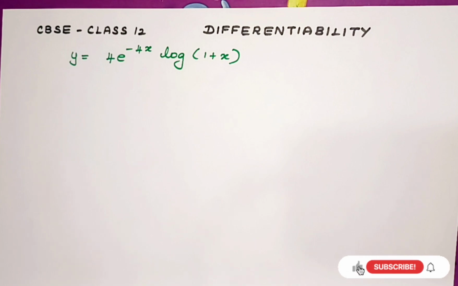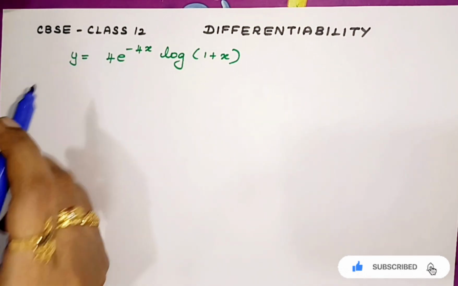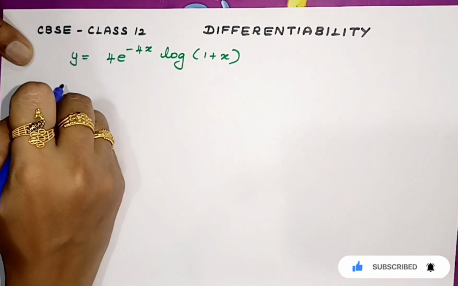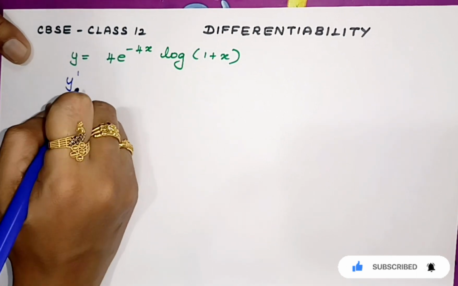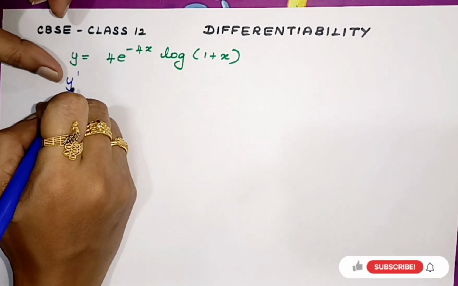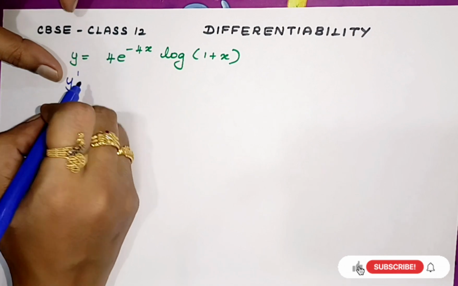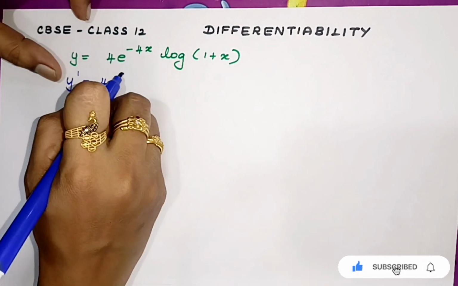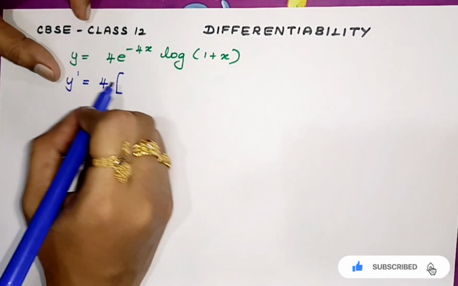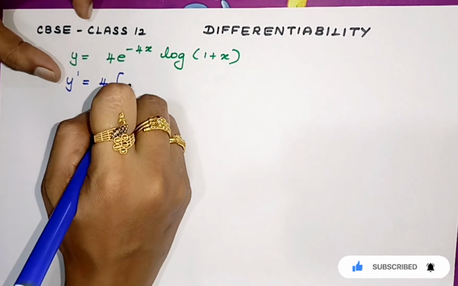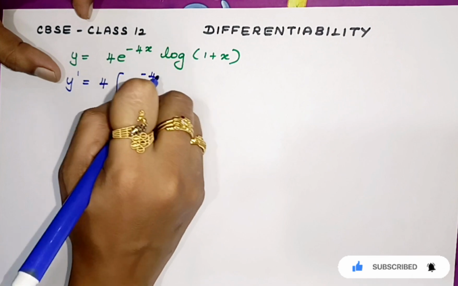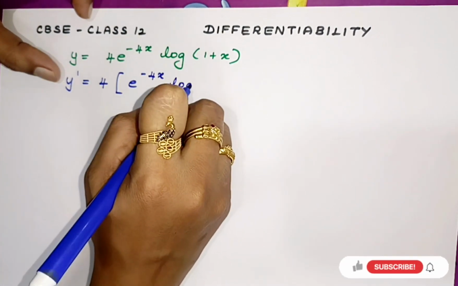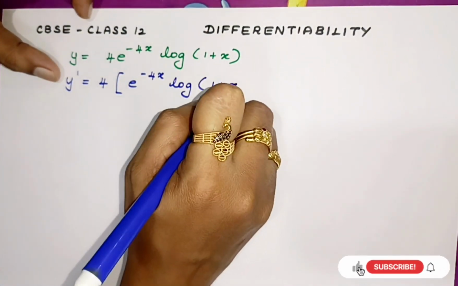y is equal to 4 e power minus 4x log of 1 plus x. So we are going to differentiate now, with respect to x. Let us consider this as y dash. Let us take this 4 as a common term out of these terms. So 4 we have kept outside the bracket: e power minus 4x into log of 1 plus x.